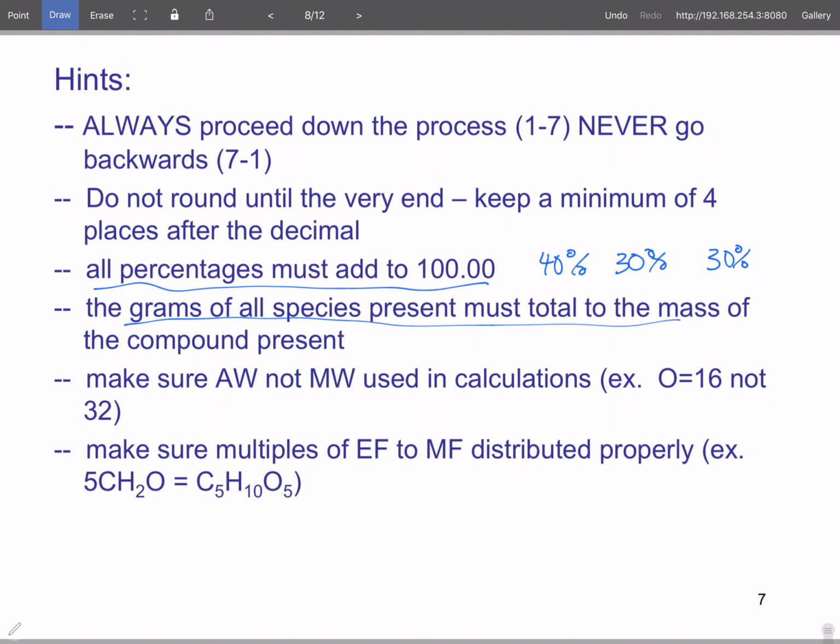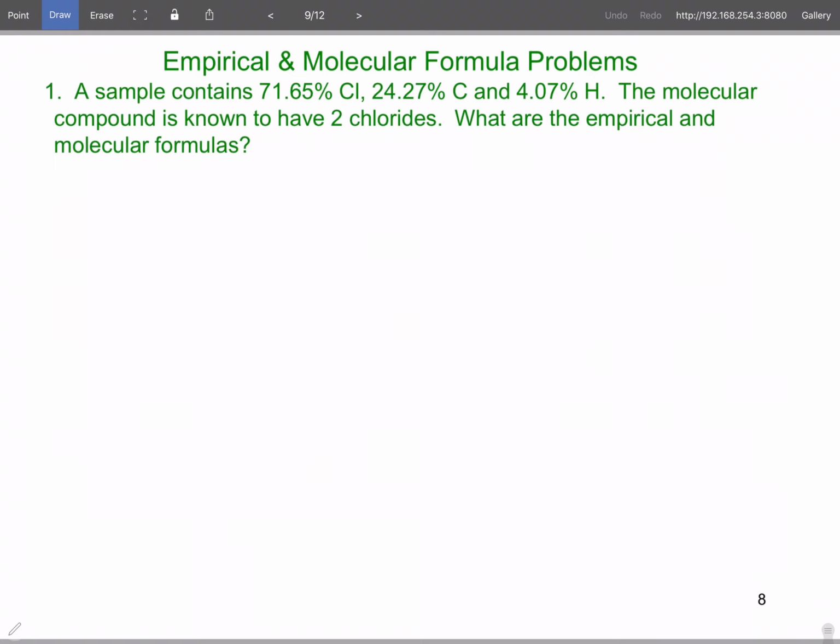Be careful to use atomic weights, not molecular weights. You want to use 15.9993, approximately 16, not 32. Okay, and distribute the empirical to molecular formula, just don't leave it out front. Okay, so having said that, let's work our first one.